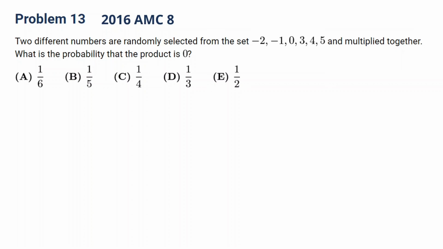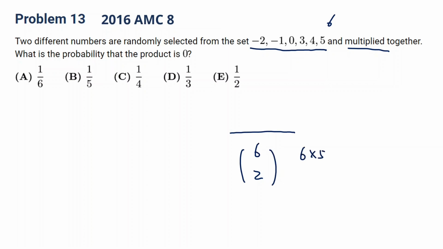Okay, let's take a look at this one. Two different numbers are randomly selected from the set, here we have 6 numbers, and then multiplied together. What's the probability that the product is 0? So let's consider the denominator first. It's two numbers chosen from 6 numbers randomly. So it's 6 times 5 divided by 2, that is 15.